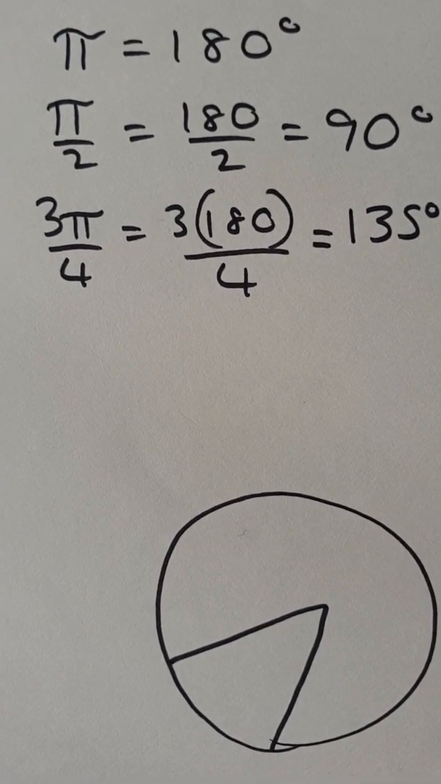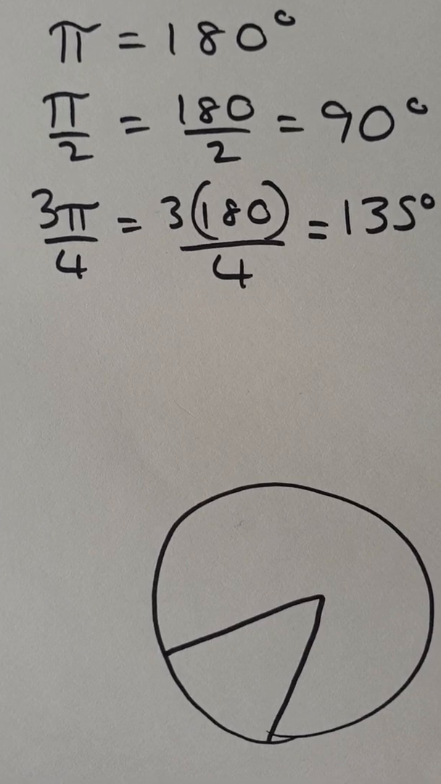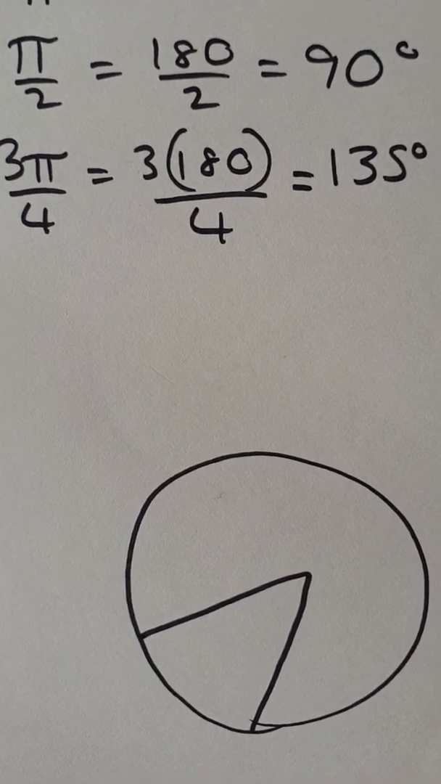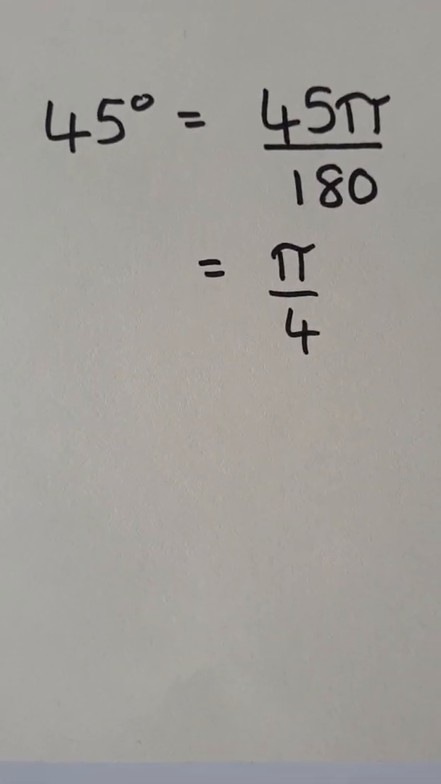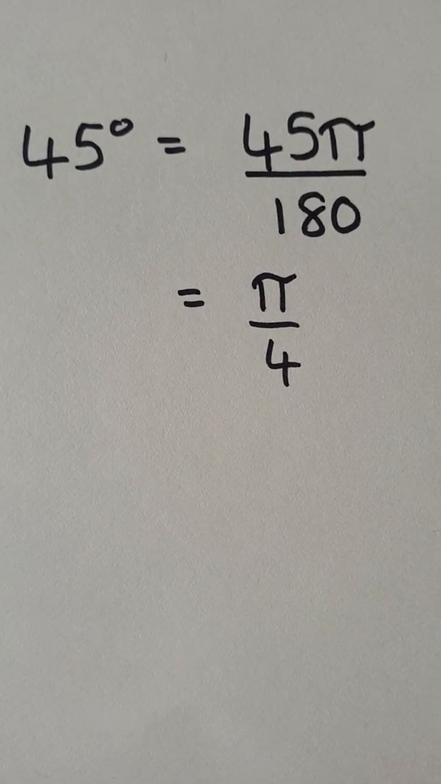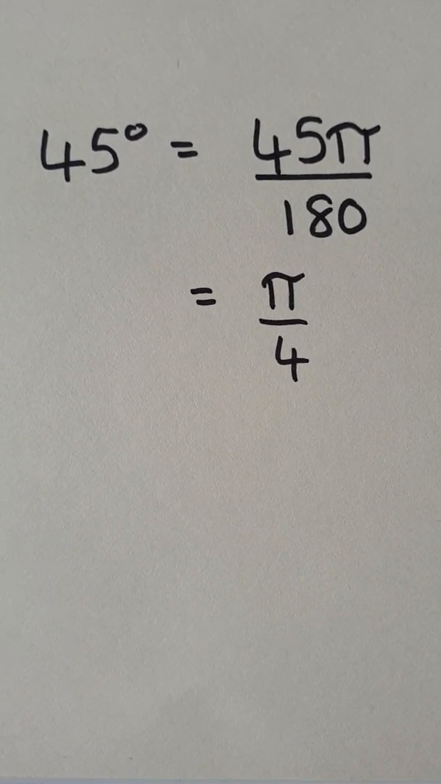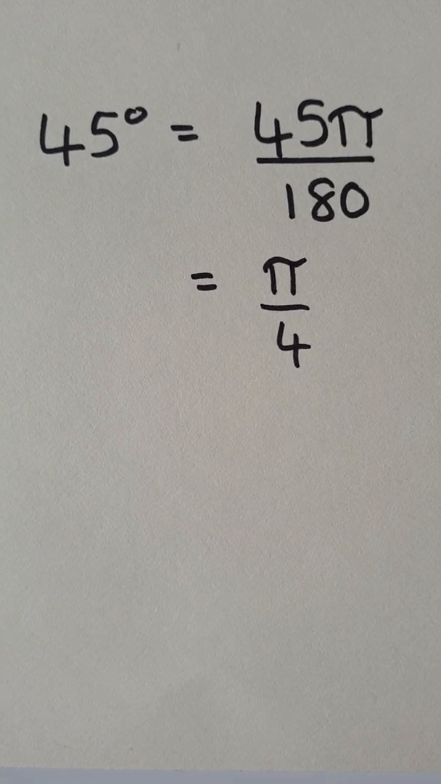So if you're converting from radians into degrees, just replace your pi with 180 degrees. Okay. If you're given the degrees and you're trying to get your answer back into radian format, just stick a pi on the end and divide it by 180 and simplify it down. So here we get pi over 4.